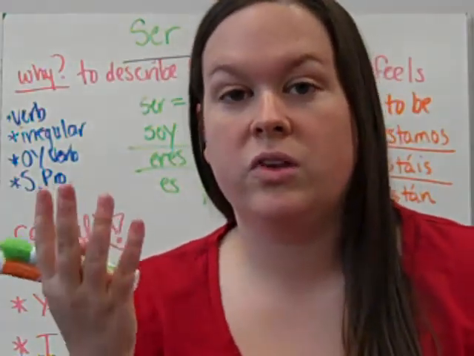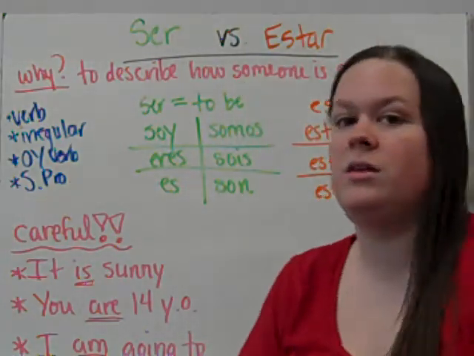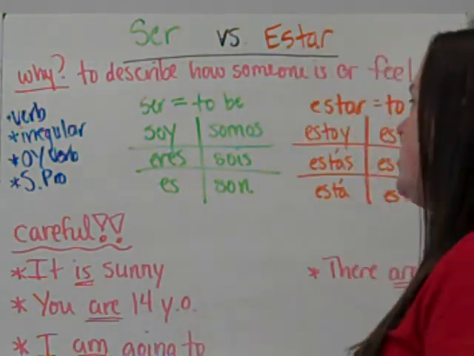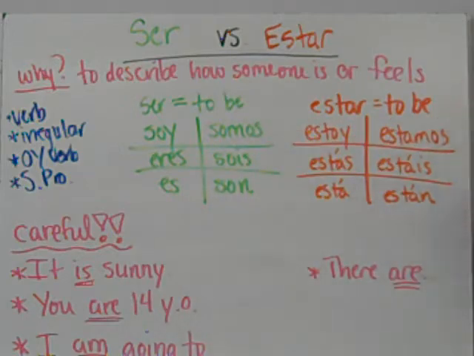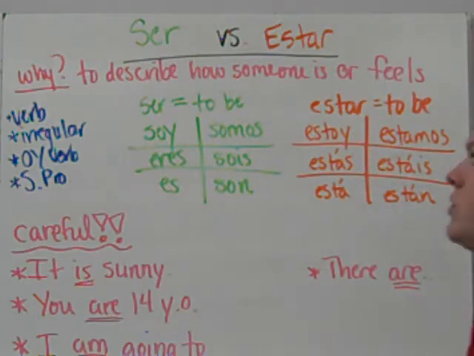This video is about using ser or estar, and why, to describe how someone is or how someone feels. Both of these verbs mean to be, but they are used in different contexts. Remember, ser is green and estar is orange in these videos.